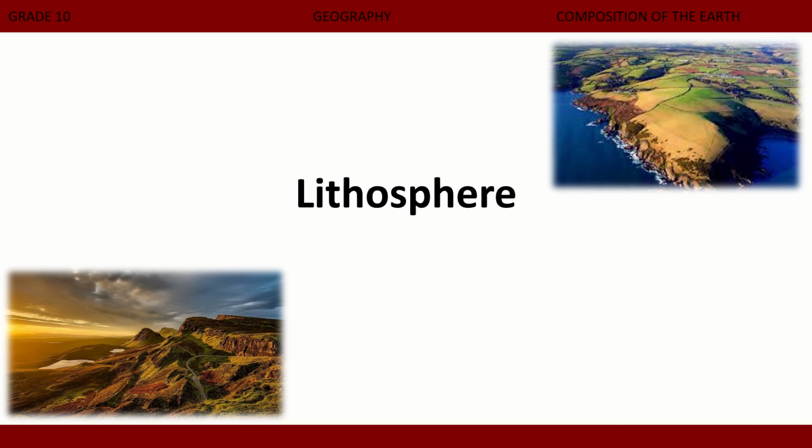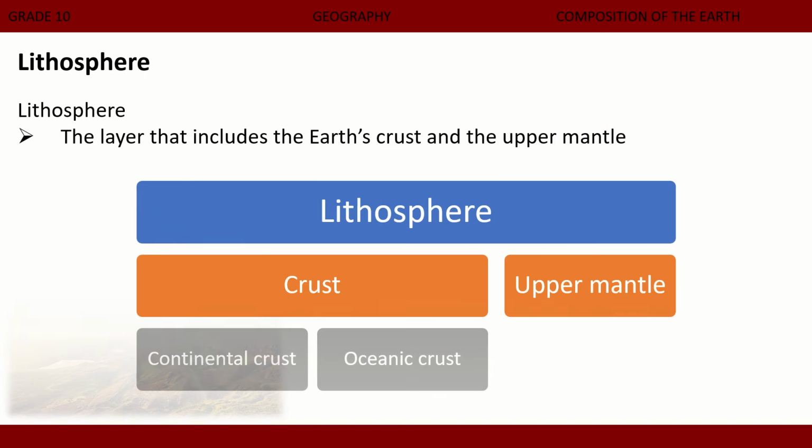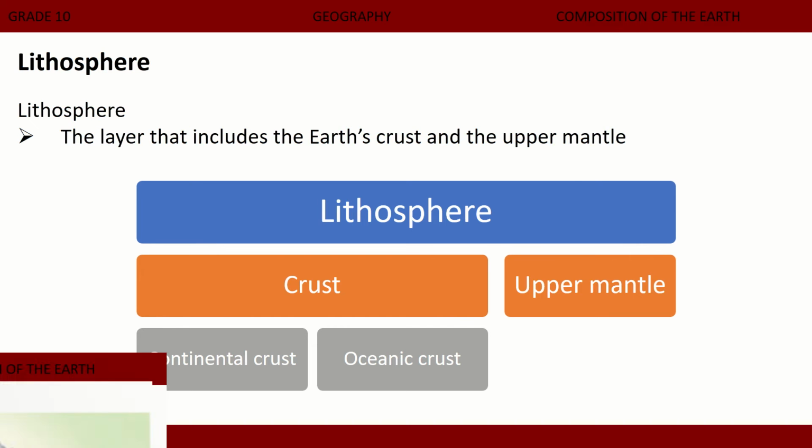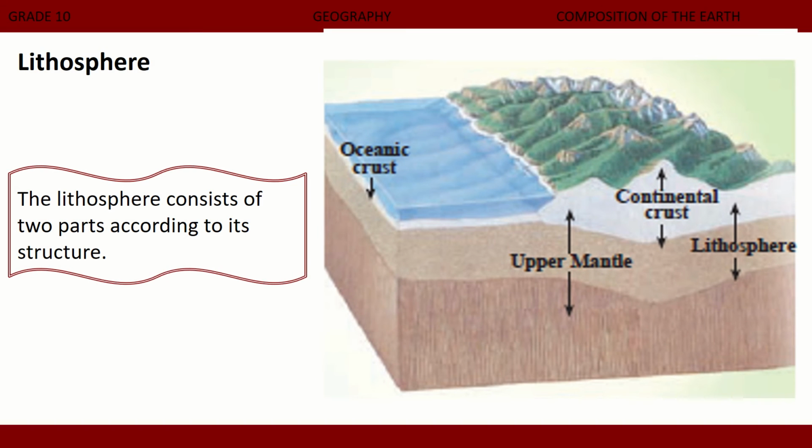First, we are going to discuss the lithosphere. Lithosphere is the layer that includes the earth crust and the upper mantle. It consists of 2 parts according to its structure. They are crust and upper mantle. The Earth's crust is again subdivided into 2 pieces called continental crust and oceanic crust.